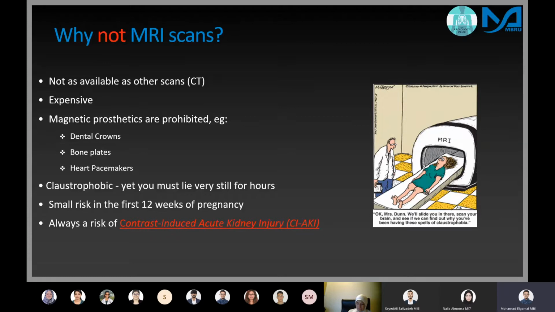And then another big disadvantage is that it is basically a giant magnet. So any patient with any form of metal inside their body is not allowed to do an MRI. It's more harm than good. So with things like dental crowns, any bone plates or screws, or even pumps or devices like pacemakers, the patient can't even be inside the room if an MRI is on. Another disadvantage is that they're sort of tunnel shaped.